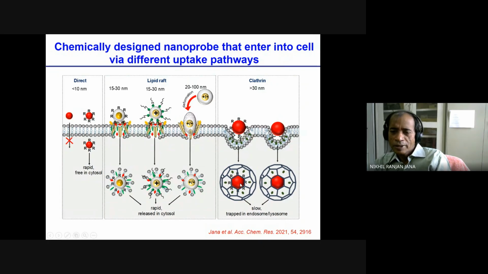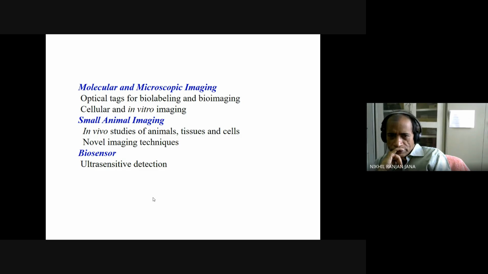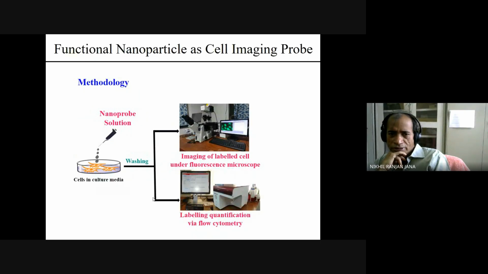So if they are trapped, they are not accessible for subcellular targets. If they are not trapped, they are accessible. But again, where they will target, that depends on their chemistry, surface chemistry. So these are important. So what are the applications? Imaging probes, small animal imaging, biosensors.